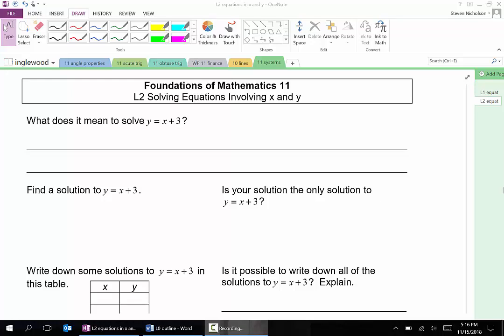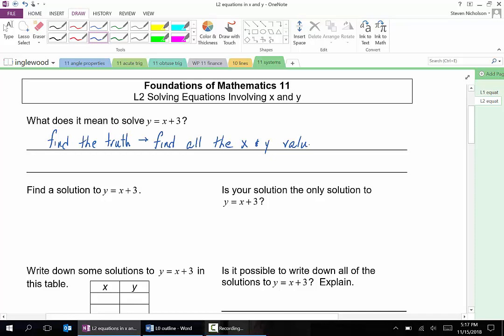Today we're going to solve equations involving x and y, and this is really what you did in grade 10 math. So again, what does it mean to solve y equals x plus 3? Well, all it really means is we need to find the truth. And the truth is we need to find all the x and y values that make this equation true.